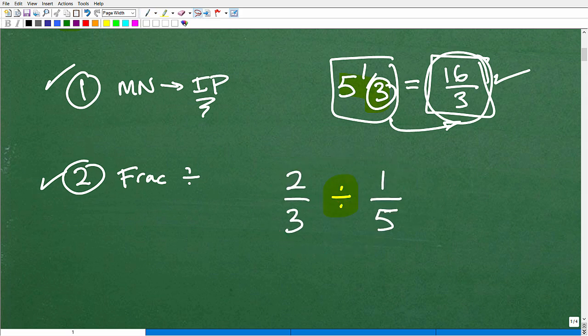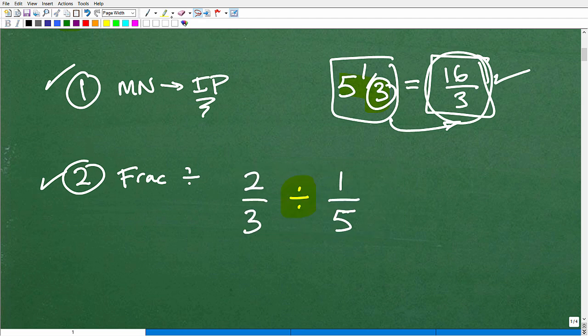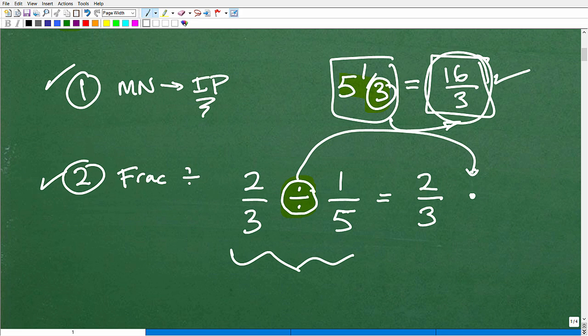What we do, let me scoot this over here if I can. What we're going to do is turn this into a multiplication problem. So 2/3 divided by 1/5 is the same as doing this multiplication problem. When we're dealing with fractions, we're going to turn this division situation into a multiplication situation. Let me write that 3 a little bit better. That's bugging me. Okay, so 2/3 times, so we're going to go from division to multiplication, but in order to do that, we need to flip the fraction to the right.